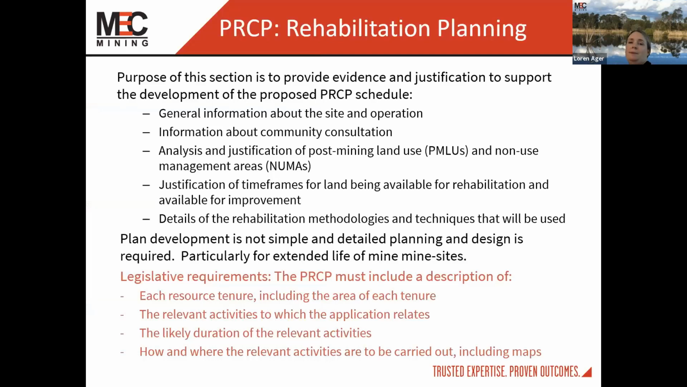So the purpose of this section is to provide general information about the site and operation, information about the community consultation, as we've discussed, the analysis and justification of post-mining land uses, so those are the areas that can be rehabilitated, and the non-use management areas, which are the ones that can't be. Justification for timeframes or land being available for rehabilitation, and the available for improvement. So lands that can be available for rehabilitation are your PMLUs, and the ones that are for improvement are the NUMAs. And details about methodologies used and techniques used.